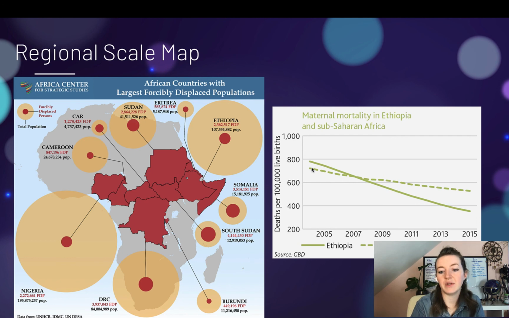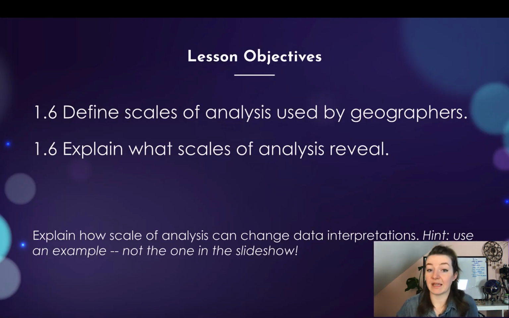And if we look at sub-Saharan Africa, we see quite a few more as a whole than we do in Ethiopia by 2015. What do those changes tell you? It makes certain implications. All right, that's it.